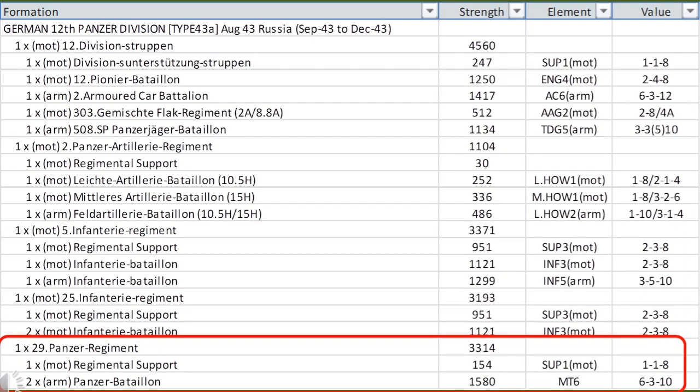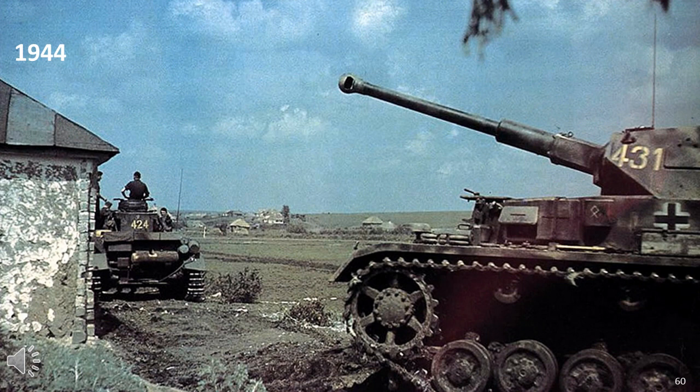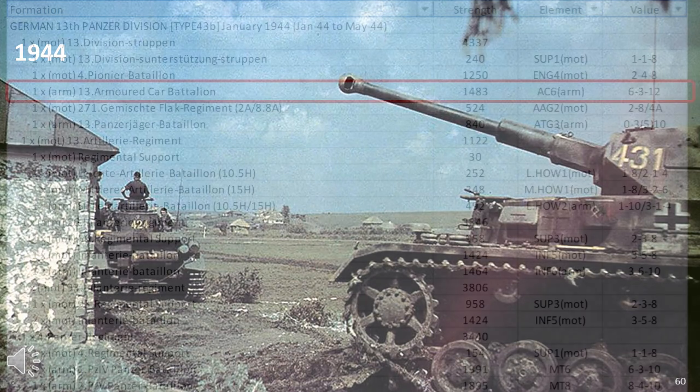When we look at the Panzer regiments, while the number of tanks in the Panzer battalions had not changed much, the inclusion of yet more powerful tanks had resulted in the Panzer battalions increasing in strength. Let's now move to 1944. In many ways, 1944 represented the peak and the eventual decline of the Panzer divisions.